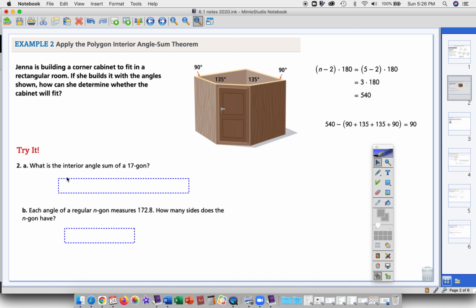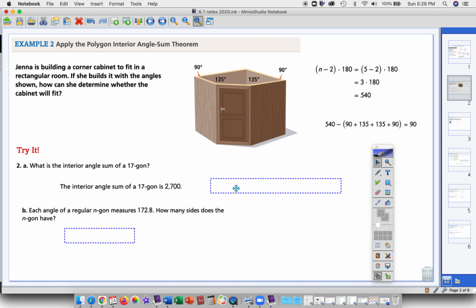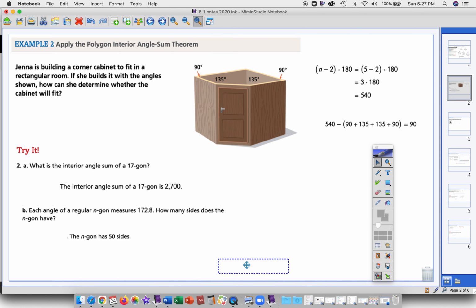The interior angle sum of a 17-gon, hopefully you came up with 2700 degrees. And then for part B, each angle of a regular n-gon measures 172.8. How many sides does the n-gon have? And hopefully you came up with 50 sides.